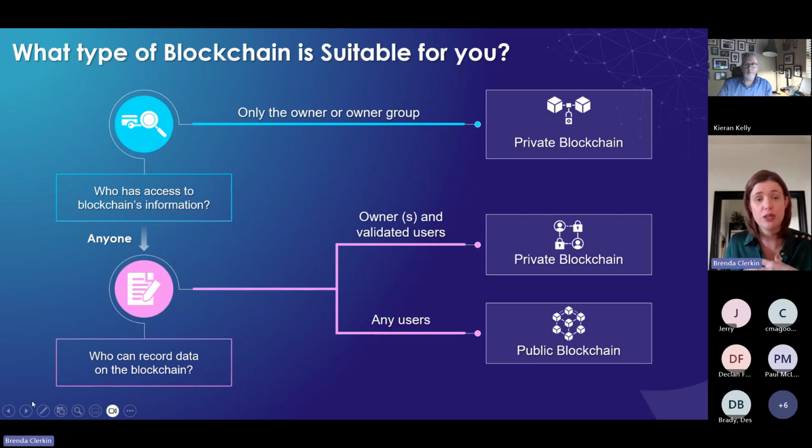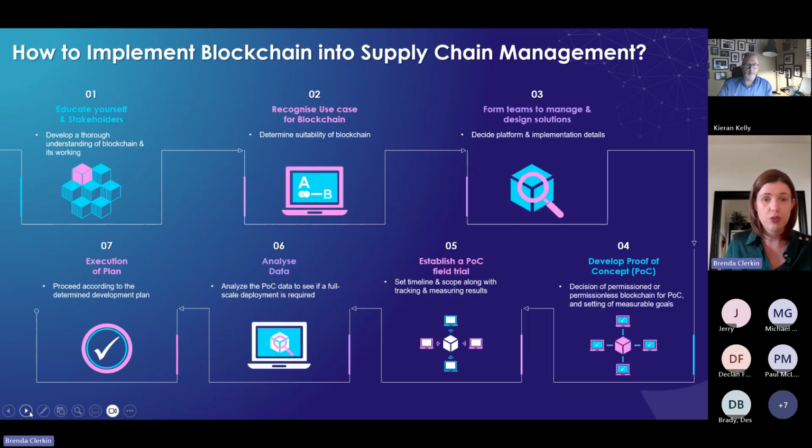And so how do you know which one is suitable to you? Well, it comes down to who do you want to have access to the information and who can record information on that blockchain. So if anyone has access and anyone can record, that's a public blockchain. But if it's more narrow in terms of only having validated users or certain users on the blockchain and able to enter information on the blockchain, then it would be a private blockchain that you'd be looking for.